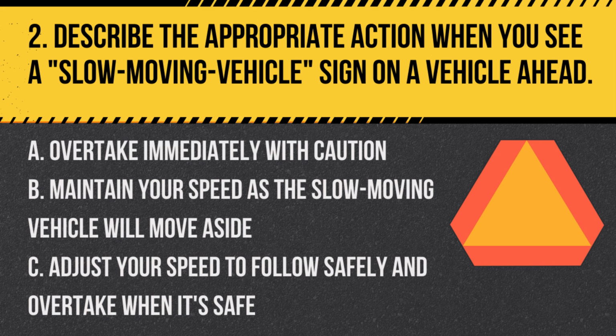Question 2. Describe the appropriate action when you see a slow-moving vehicle sign on a vehicle ahead. A. Overtake immediately with caution. B. Maintain your speed as the slow-moving vehicle will move aside. C. Adjust your speed to follow safely and overtake when it's safe.